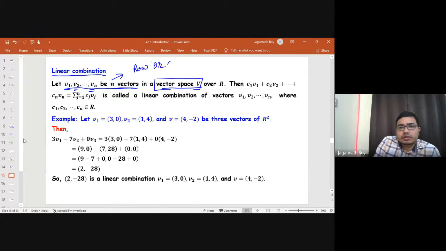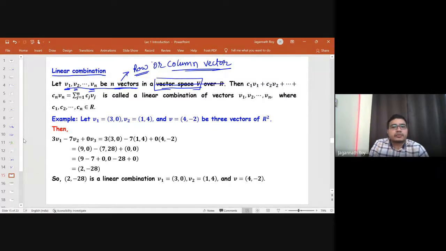or column vector. Whenever I say vectors, you should understand that it is either a row vector or a column vector. You don't have to bother about vector space. Then we can call it another vector, since we have seen that if we add them, we get a new vector. So if we add all the n different vectors, we get another new vector, which is called a linear combination of these n vectors.